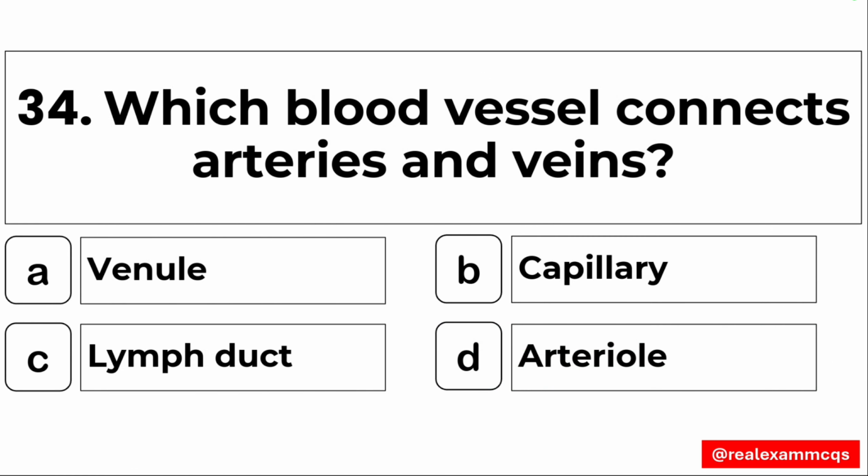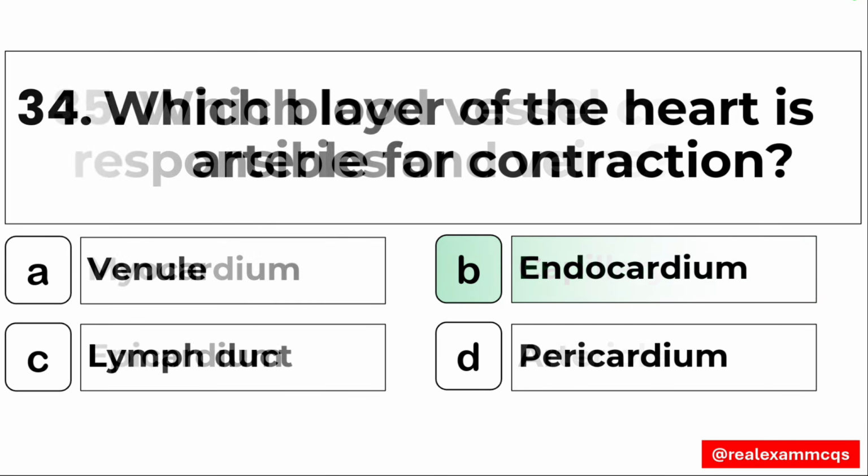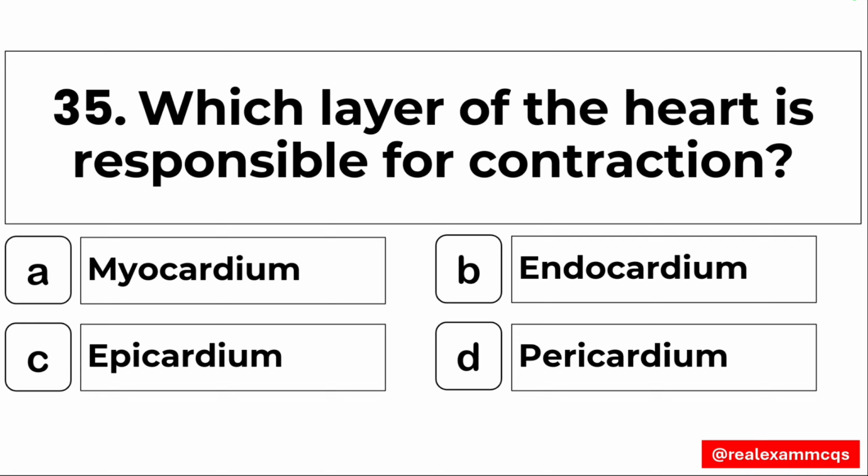34. Which blood vessel connects arteries and veins? Right answer option B. The capillary. 35. Which layer of the heart is responsible for contraction? Option A is the right answer. The myocardium.